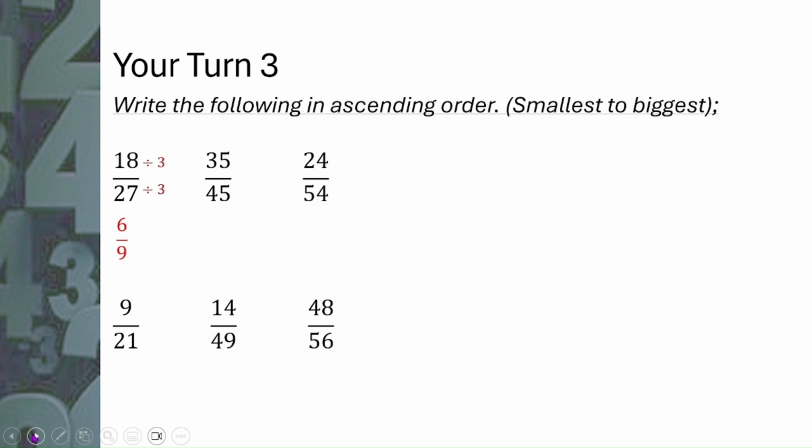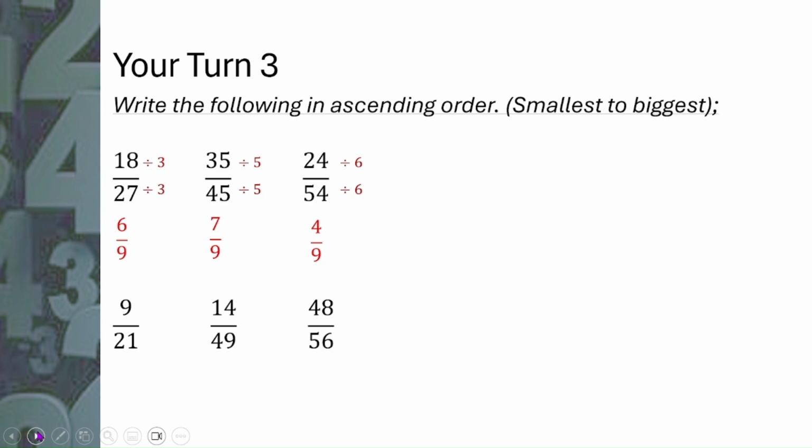I know that 9 times 5, or 5 times 9, is 45, so I'm going to try and divide by 5 if I can to get 7 over 9. And lastly, I'm going to divide by 6. 6 times 9 is 54, so 24 divided by 6 is 4. 4 over 9.